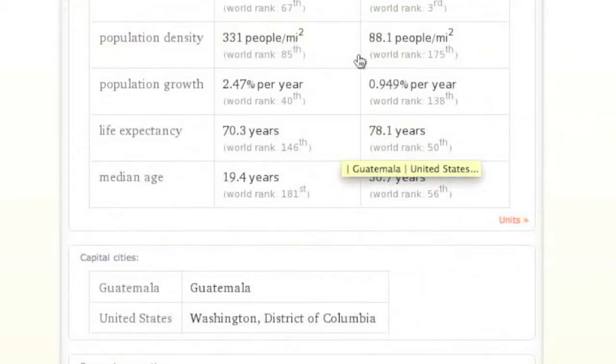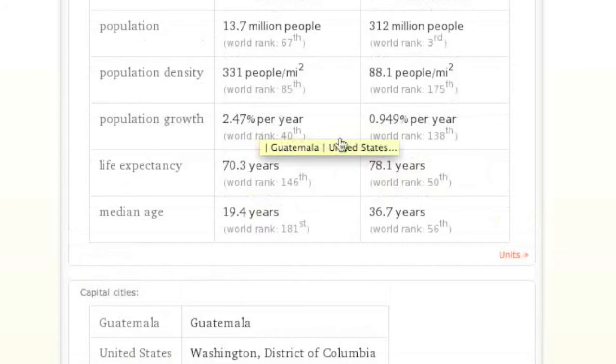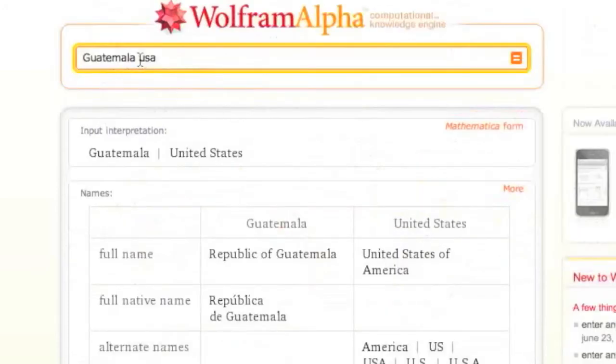So if we were taking a look at Guatemala, want to get a feel for what it's like there, we can see, interesting, it's a very young country compared to the US. The average age, or the median age, is 19 as opposed to the US, which is 36. That's very interesting. Let's see how the US stacks up against China.